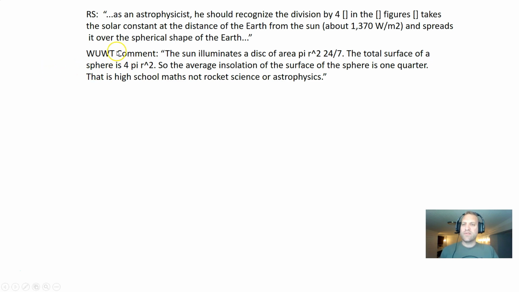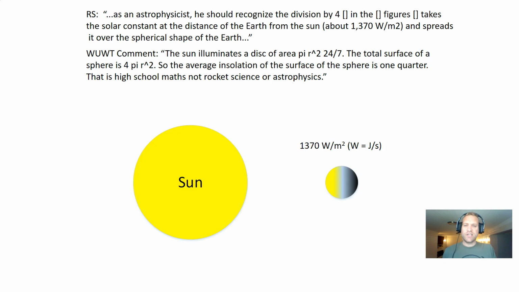And then the comment from What's Up With That was: "The Sun illuminates a disk of area pi r squared. The total surface area of a sphere is 4 pi r squared, so the average insolation on the surface of the sphere is 1/4. That is high school mathematics, not rocket science or astrophysics." So you can see they've really got some comments about my skill as an astrophysicist, eh? All right, well, let's have a look here.